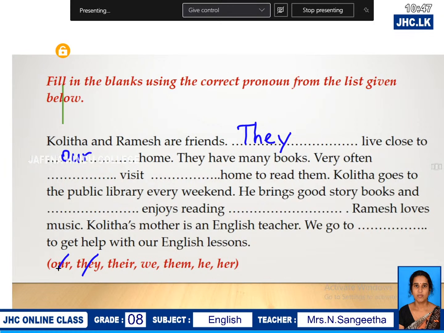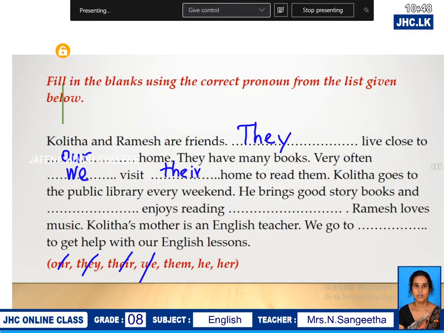They have many books. Very often dash visit dash home to read them. We go there to read. So very often dash visit. Who? We visit dash home. This is a possessive adjective. What is it? Their home.